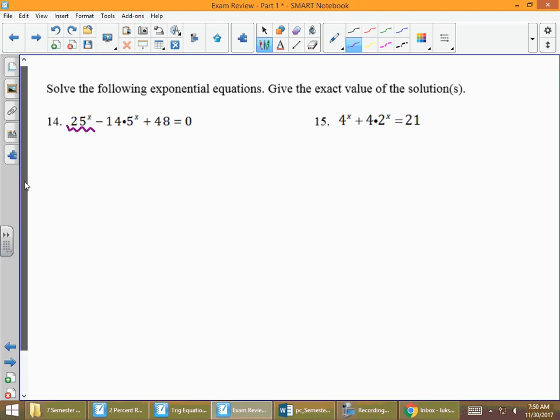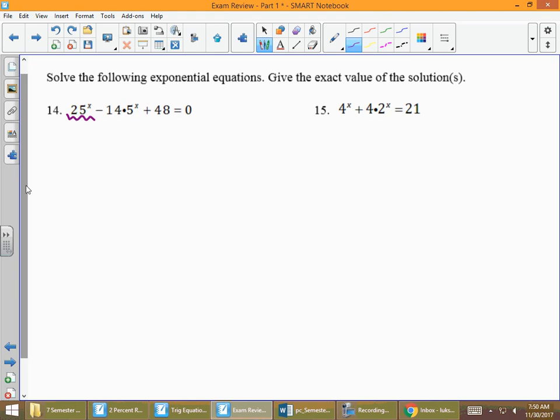So what I'm going to do is go ahead and take my 25 and rewrite it as 5 to the 2x. Remember, 25 is 5 squared. And when you have power to a power, you can multiply those exponents. So I think that's a nice way to write it. You do have to have that written that way so that you can factor here. And we're going to use U substitution.